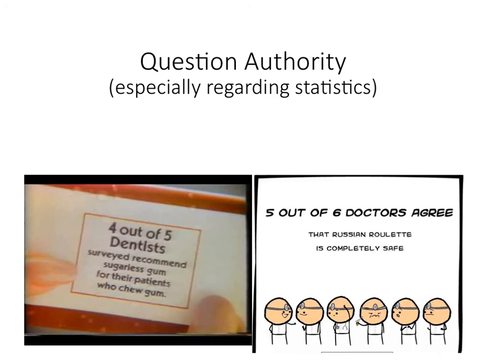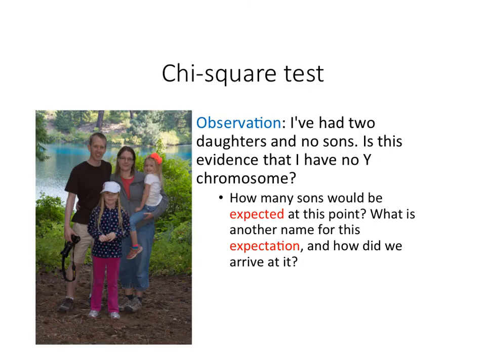This is why probability and the chi-square test are critical. It lets us think about, okay, how significant are the data? Did somebody really just ask 5 dentists, or did they ask 10,000? At what point should we actually believe what we're hearing?